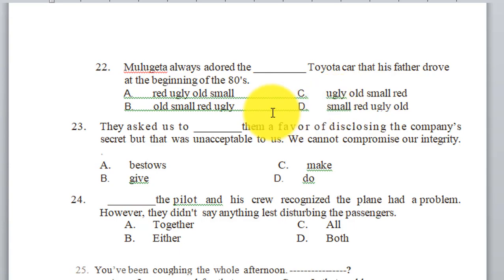Great. The Arcus has to blank them a favor of disclosing the company's secret, but that was unacceptable to us. We cannot compromise our integrity. So what's here best: do and make? The question is do and make. The Arcus has to make them a favor? No. Do them a favor, exactly.